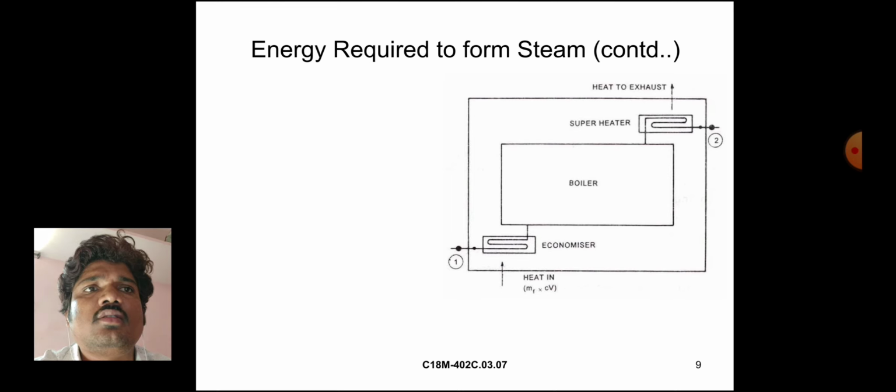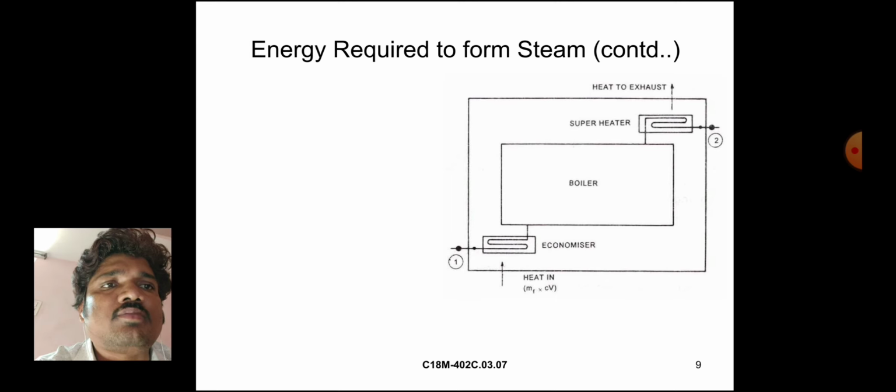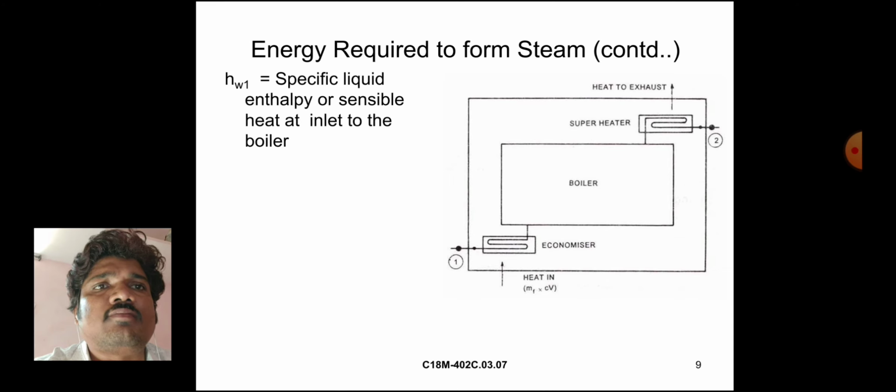Energy required to form steam. How much energy is required for the forming of the steam? Heat is supplied to the economizer, economizer to boiler, boiler to superheater, and then heat to exhaust. This process is done in the energy required to form steam.